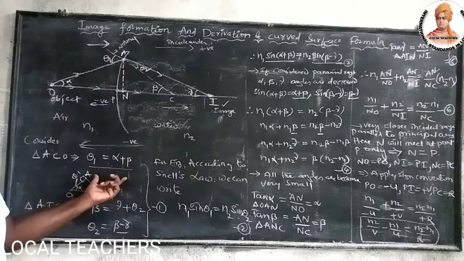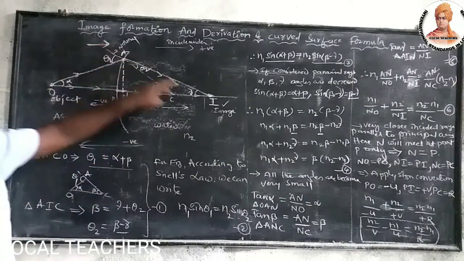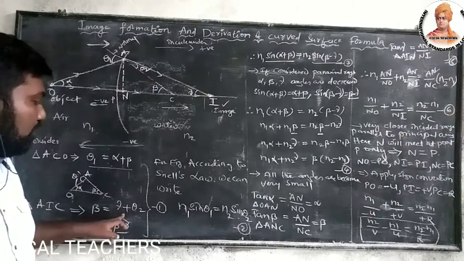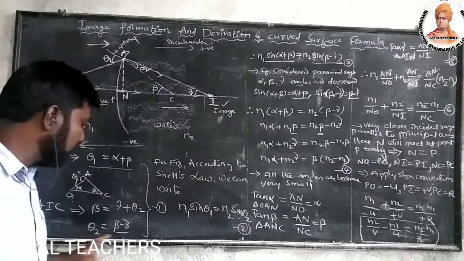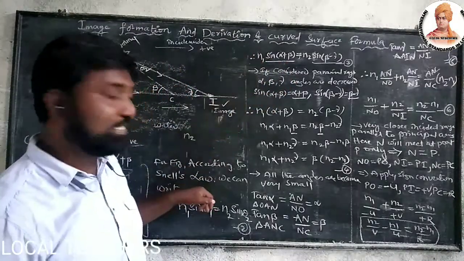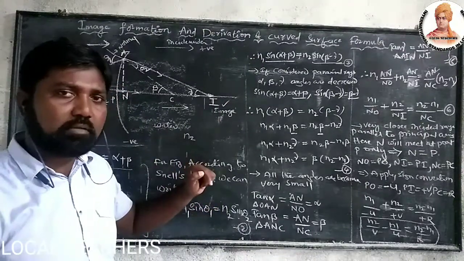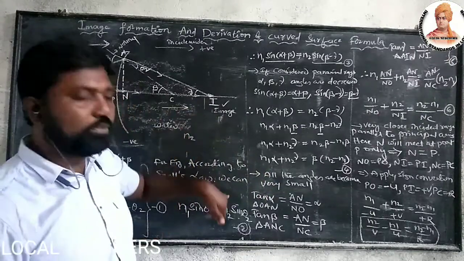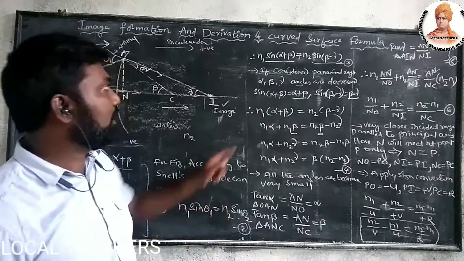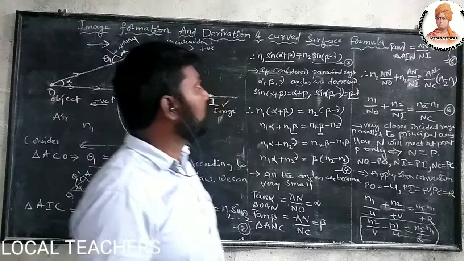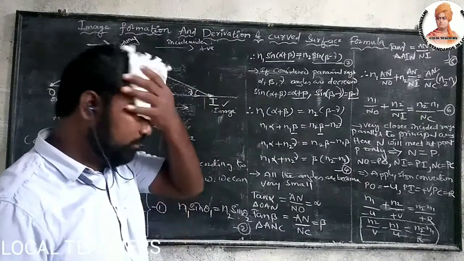Here, first I find that theta 1 equals alpha plus beta. Next, considering triangle AIC, beta equals gamma plus theta 2, so theta 2 equals beta minus gamma. Next I applied Snell's law: N1 sin theta 1 equals N2 sin theta 2. Substituting the theta values, I got N1 sin(alpha plus beta) equals N2 sin(beta minus gamma).